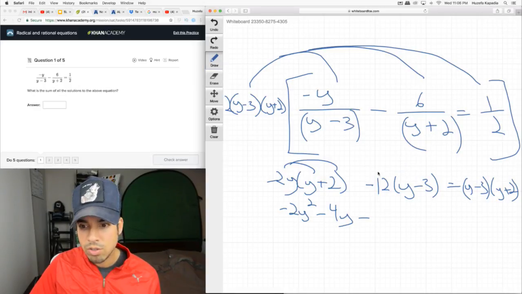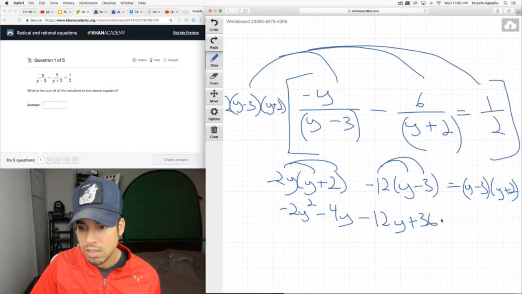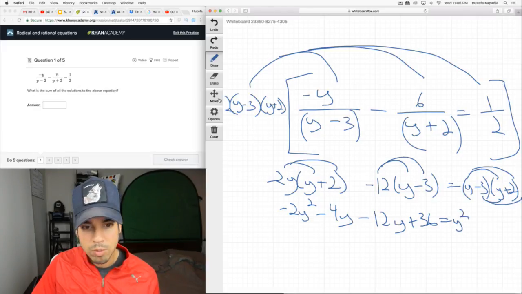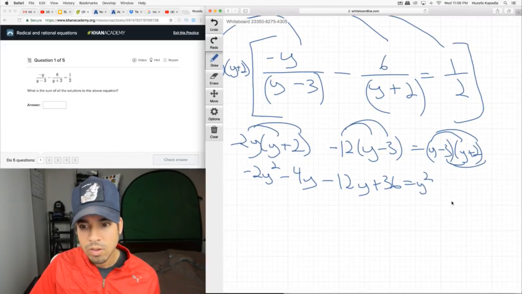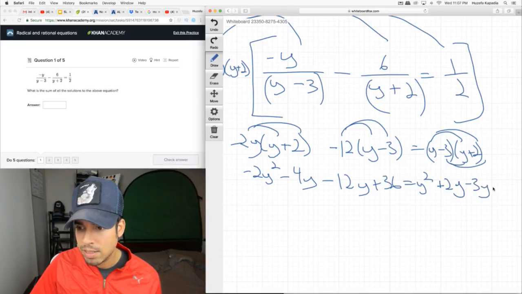And then minus 12y, and the negative times the negative is a positive 36 equals, and then we're going to FOIL. We got y squared. Let me move it over here. Y squared plus 2y minus 3y minus 6.